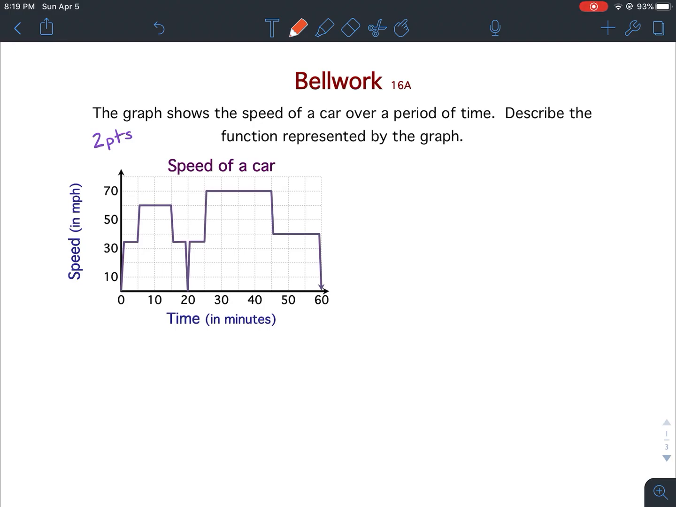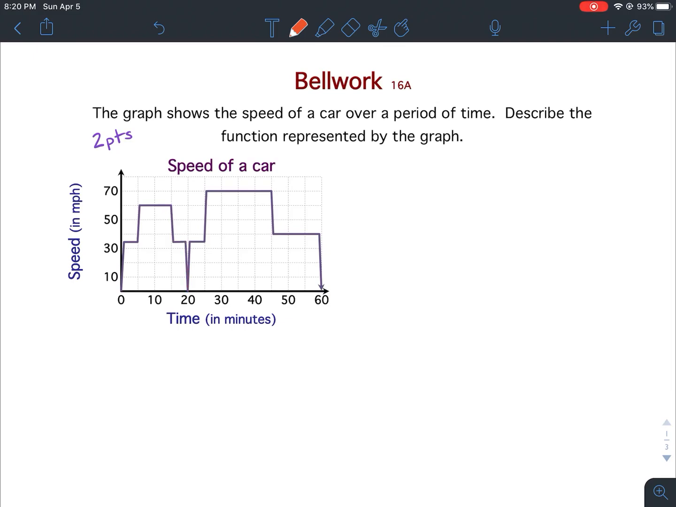It shows the car increasing its speed to 35 miles per hour and maintaining that speed for 5 minutes. Then the car increases its speed to 60 miles per hour and maintains that speed for 10 minutes. Next, the car decreases its speed to 35 miles per hour and maintains that speed until it comes to a quick stop. So down here would be the quick stop.